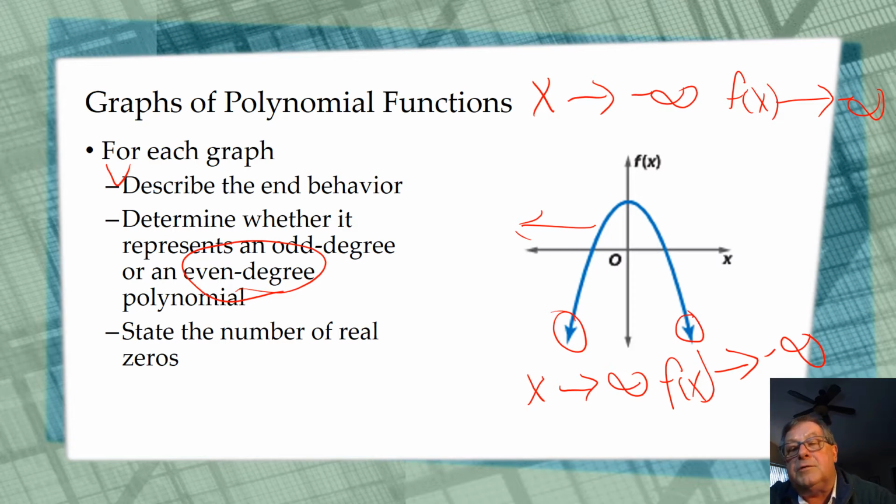And state the number of real zeros. Well, I got two places where this graph crosses the x-axis, and so the number of real zeros is 2. I only have one turn in this graph, since I mentioned turns in the other slide, which tells me that at the most I can have as far as real zeros is that one turn plus 1, which is 2, and I happen to see 2 here. Don't have to have two real zeros. I could have one, I could have none. But my turns tell me what's the maximum number of real zeros I can have.